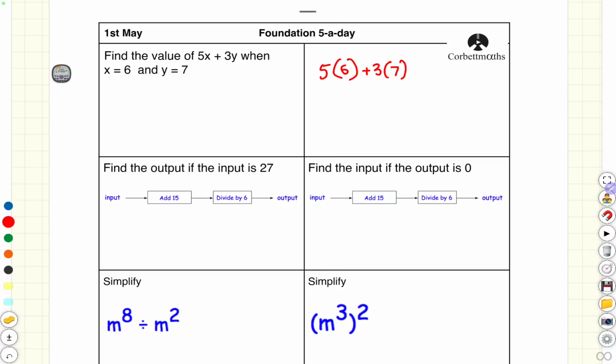Now we just do BIDMAS. So we do the multiplication first. 5 times 6 is 30. The plus is still there. 3 times 7 is 21. And then we get 51 as our answer.